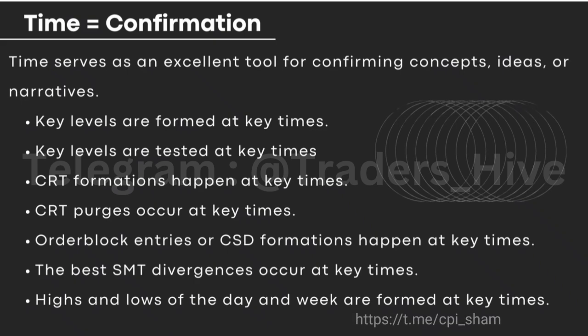And if you reverse engineer my trades, you will see that most of my entries are taken at key times, and that is because I'm waiting for price to test a key level at a key time. I'm looking for the purge to happen at a key time. I'm looking for an SMT divergence as a confluence to form at a key time. And then last but not least, I'm waiting for the CSD to happen at a key time, right? And once all of those are perfectly aligned, that's where I take an entry. And you can see that's why I have such a high win rate, because I wait for only the higher probability trades and only take them when everything is perfectly aligned.